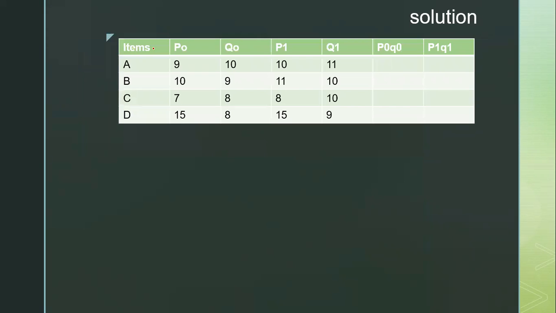Items, price of the base year, quantity of the base year, price of the current year, quantity of the current year. First I will write the formula. What is the formula? V01, value of the base and the current year, is equal to summation V1 divided by summation V0 into 100. That means summation P1 Q1 divided by summation P0 Q0 into 100.